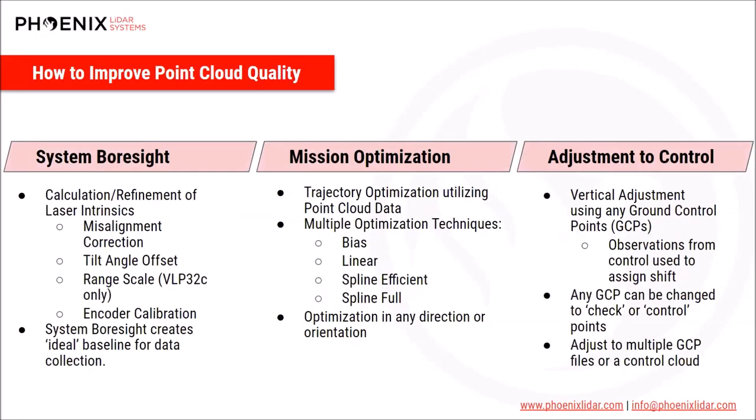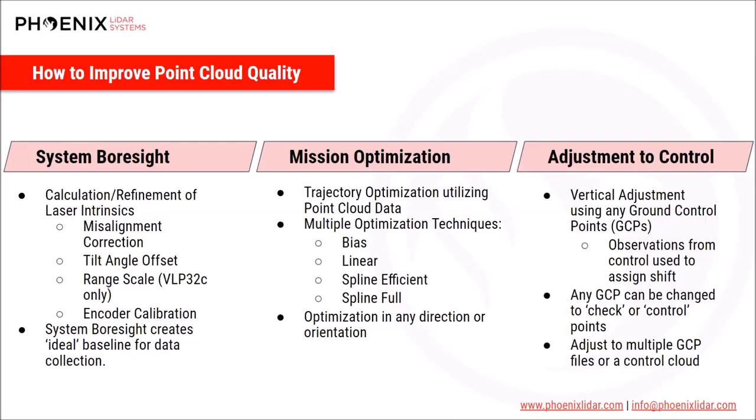Now, in these same general categories, we can talk about how we would improve the point cloud quality from their system or system boresight. So the calculation and refinement of those laser intrinsics, the misalignment corrections if the laser is mounted slightly off, tilt angle offset, which is the difference between how the laser and the spin axis are actually shown in physical form, range scales, as well as encoder calibrations.